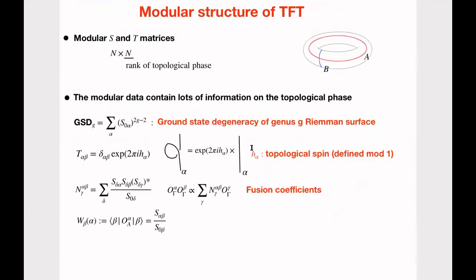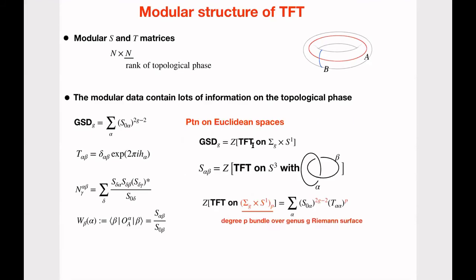So this is an example. I don't need to explain what the modular structure is to you. The modular data contains lots of information: the ground state degeneracy can be fully determined by this modular data, also the topological spin, and the fusion coefficients. Lots of the Euclidean partition functions can also be wholly determined by modular data. One famous example is the circle bundle over a Riemann surface of genus g, which can be fully determined by this modular data.